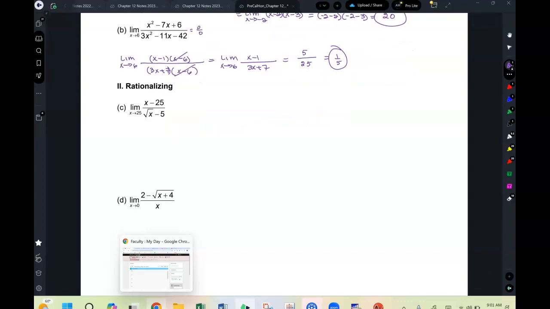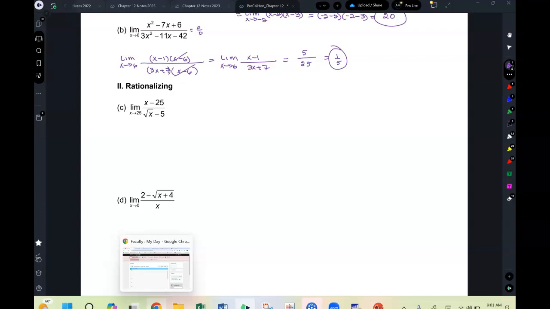The next type of problem is when you have a square root. So take a look at this one. This is the limit as x approaches 25. When I plug in 25 into the numerator, I get 0. Into the denominator, I get root 25, 5 minus 5, also 0. 0 over 0.